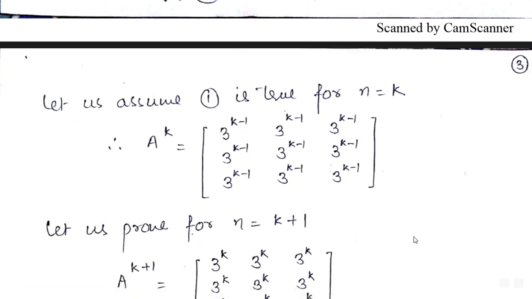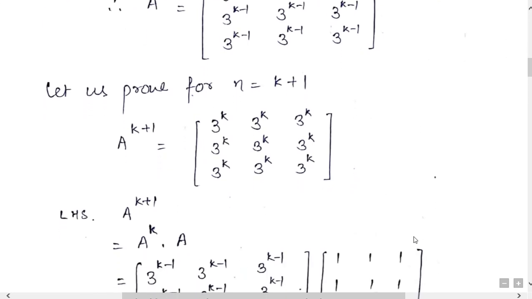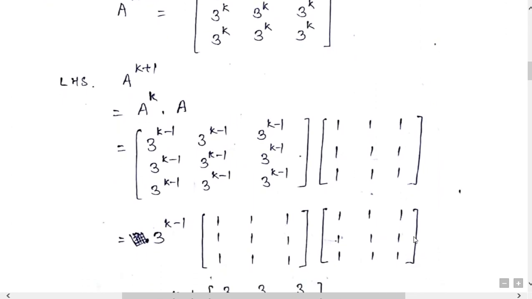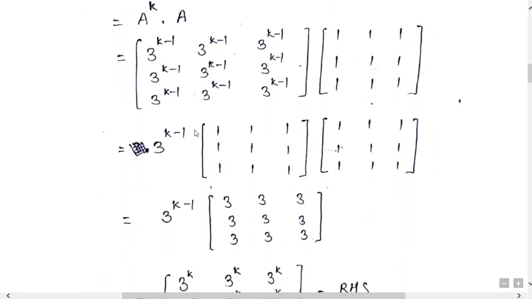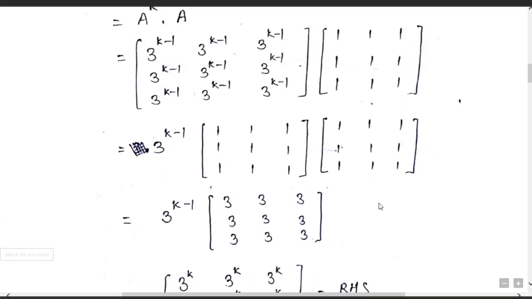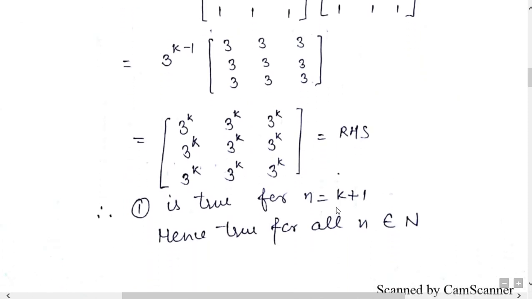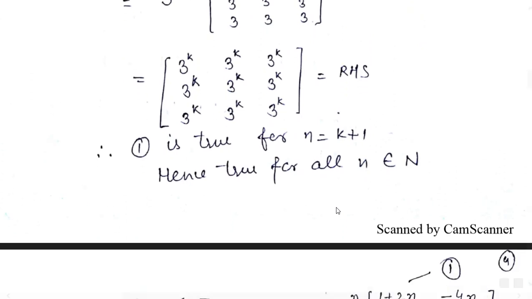Let us suppose statement 1 is true for n equal to k. Then try for k plus 1. Then simply insert the value of A raised to power k. Then you can take common 3 raised to power k minus 1. Then multiply. It will be all 3's in the matrix. Then you will get the answer of the right hand side. Hence it's true for all n belongs to natural numbers.